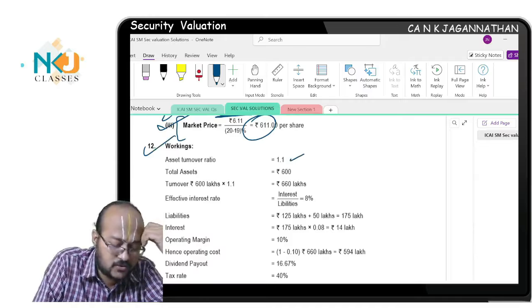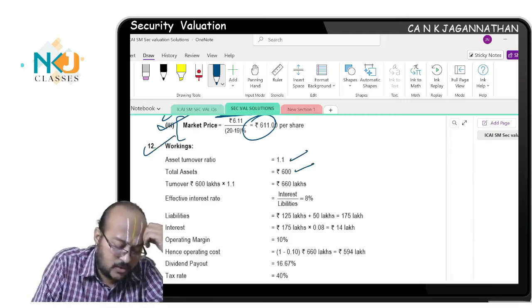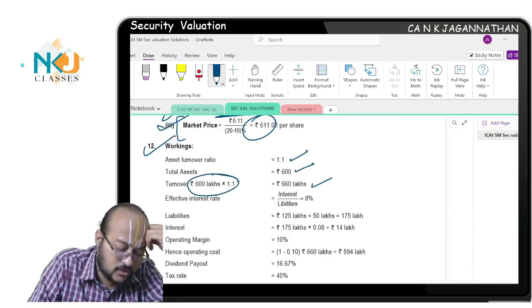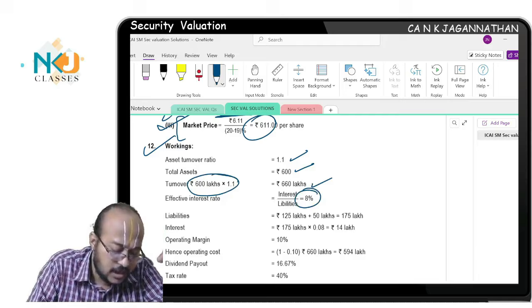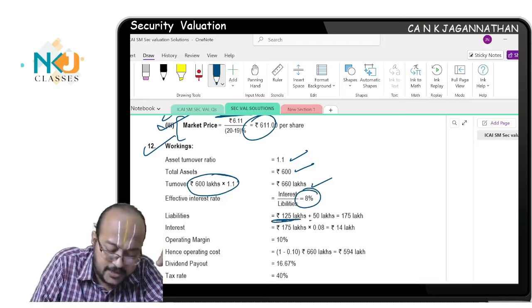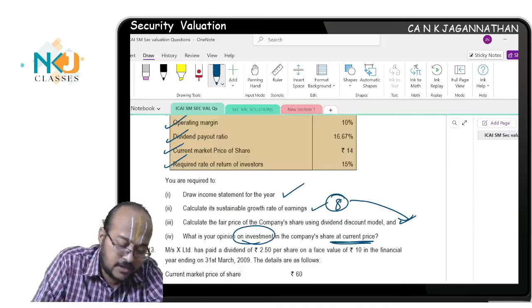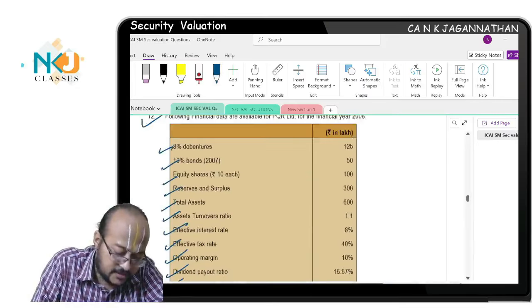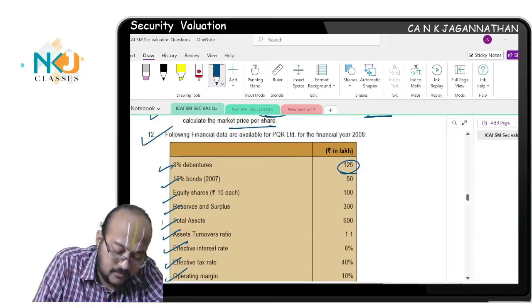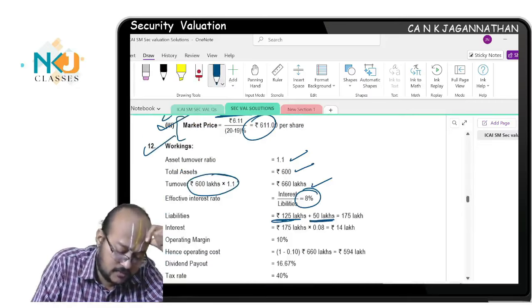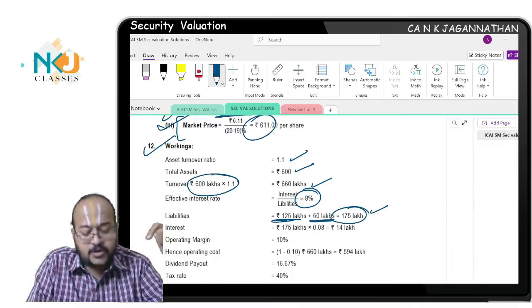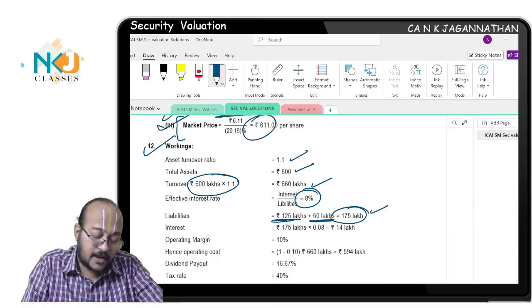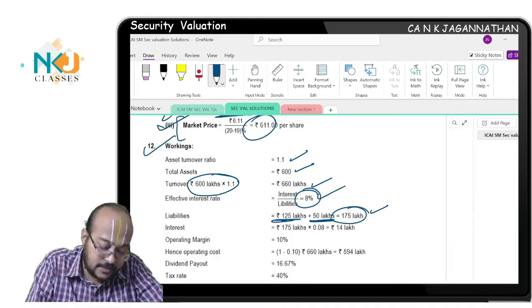From the first, the asset turnover ratio is given with total assets. Now asset turnover, you need to find out the turnover. Total turnover comes to 660 lakhs. Now, the effective interest rate is how much? Interest by liabilities is 8%, which means the liabilities are a total of 125 lakhs plus 50 lakhs. We already saw that. The liability they have given, 125 lakhs, consists of debentures, and there are bonds also, consisting of 50 lakhs. Correct? Here total liability comes to 175 lakhs. On this liability, the effective interest rate is 8% per annum.